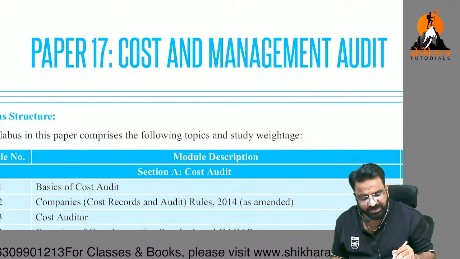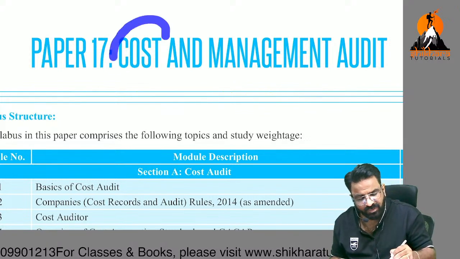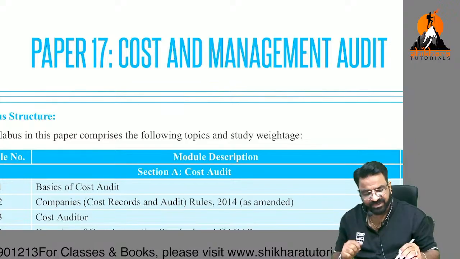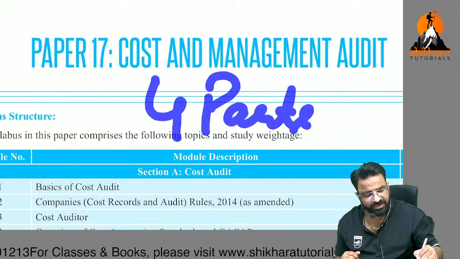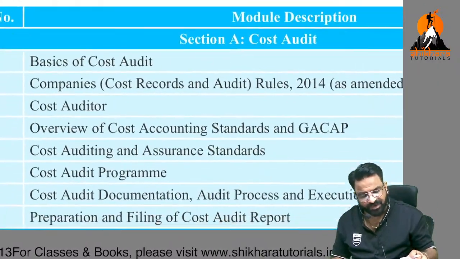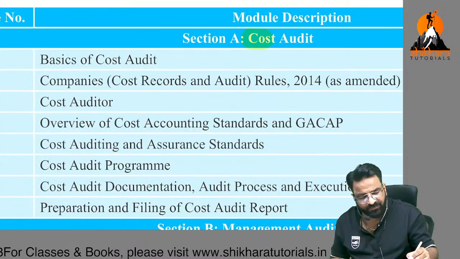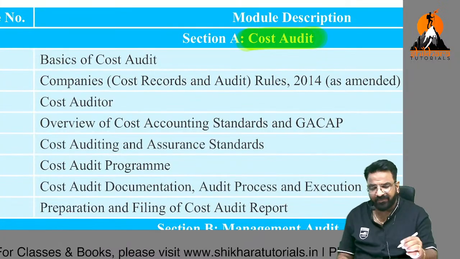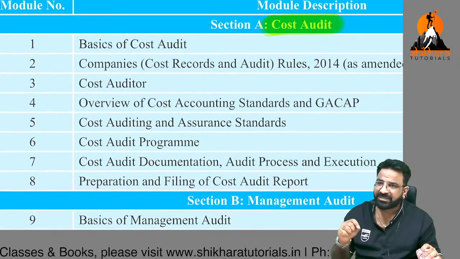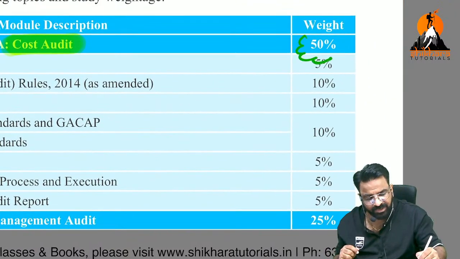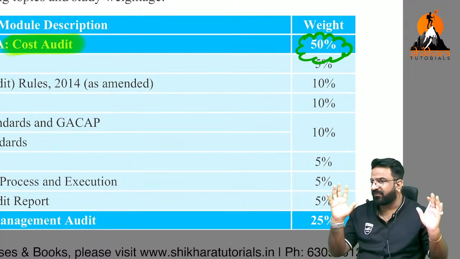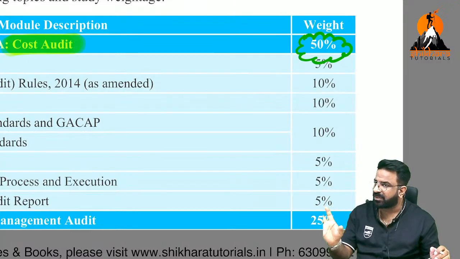Now, the name of the subject is Cost and Management Audit. Our whole portion of paper number 17 is divided into 4 parts. What are the 4 parts? The first part is Cost Audit. In cost audit, we have basically 8 chapters, and it is going to come in your examination for 50 marks. So out of 100 marks of portion, for 50 marks we are going to learn cost audit.